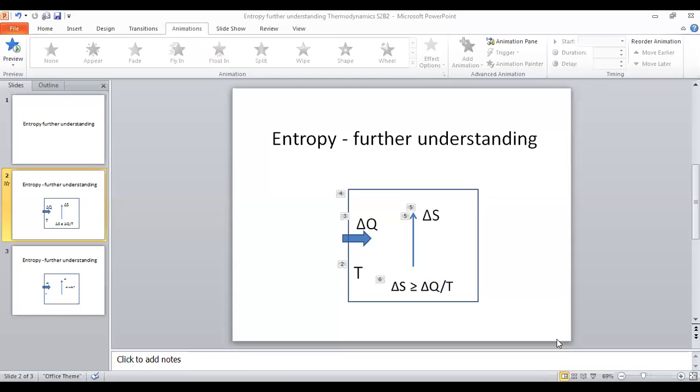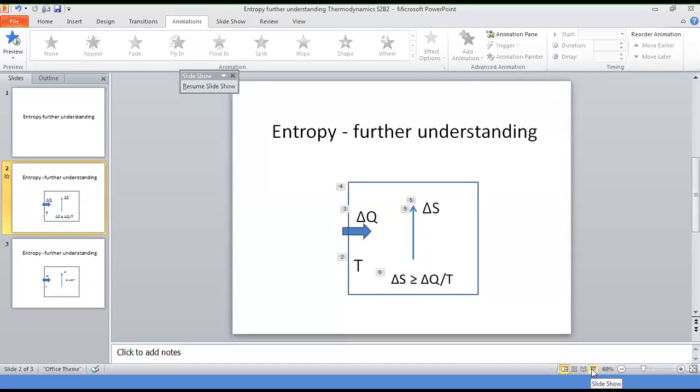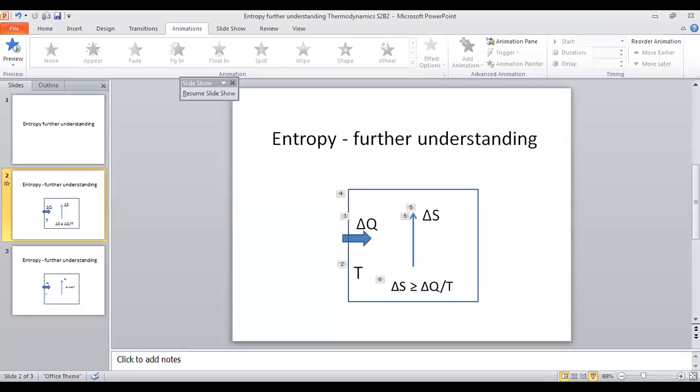Yeah, but somehow there is signal interruption. Hope you're all right. So understanding entropy is so important.